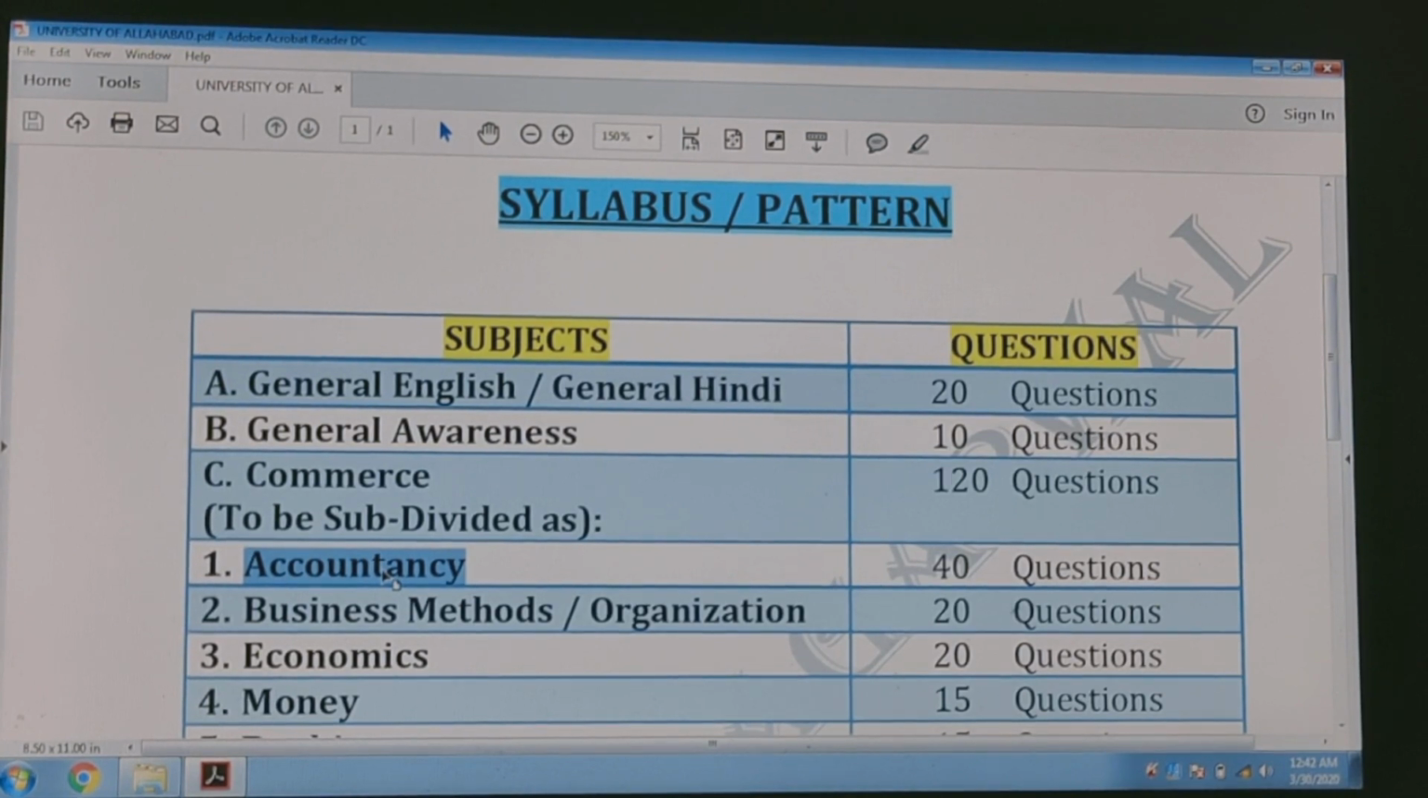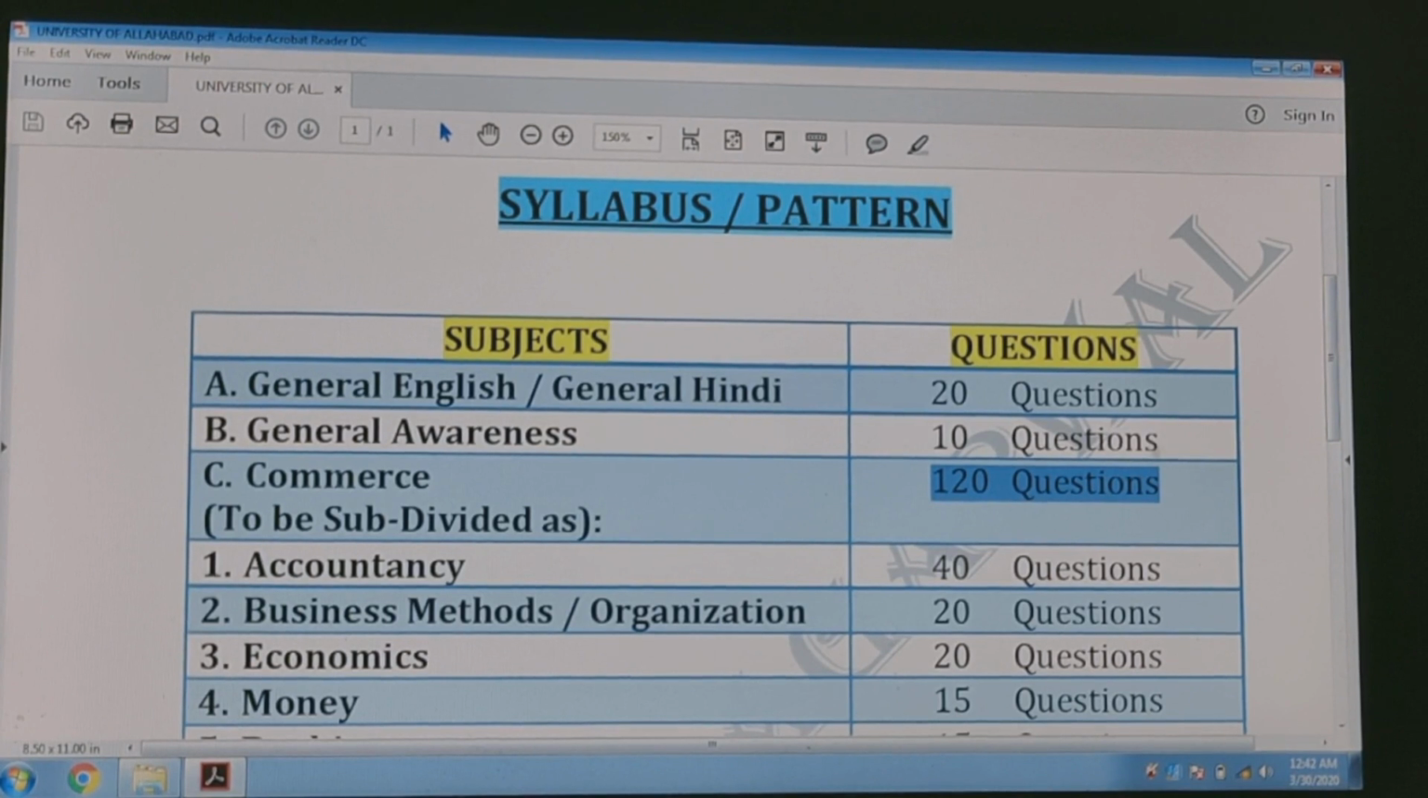In short, whatever you have studied in class 11th and 12th in accountancy, a summary of all that is going to come. It will include as many as 40 questions out of the 120 which is prescribed for the commerce aspect. So 40 questions are going to come.